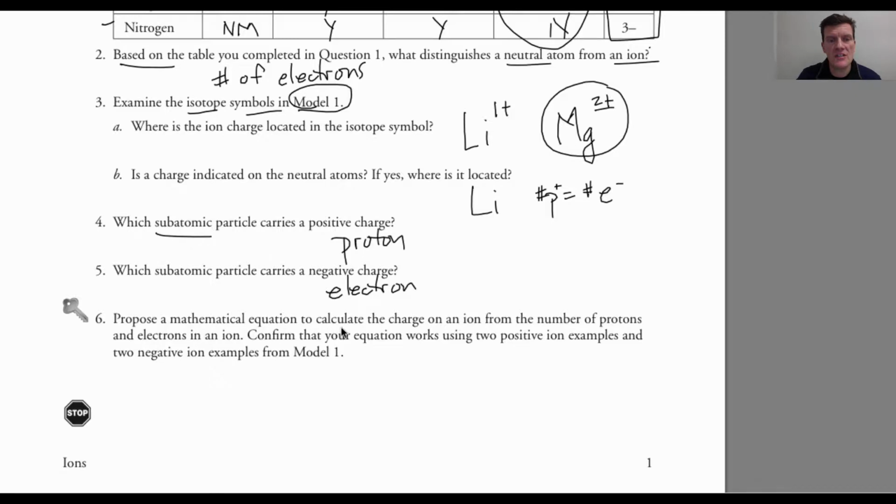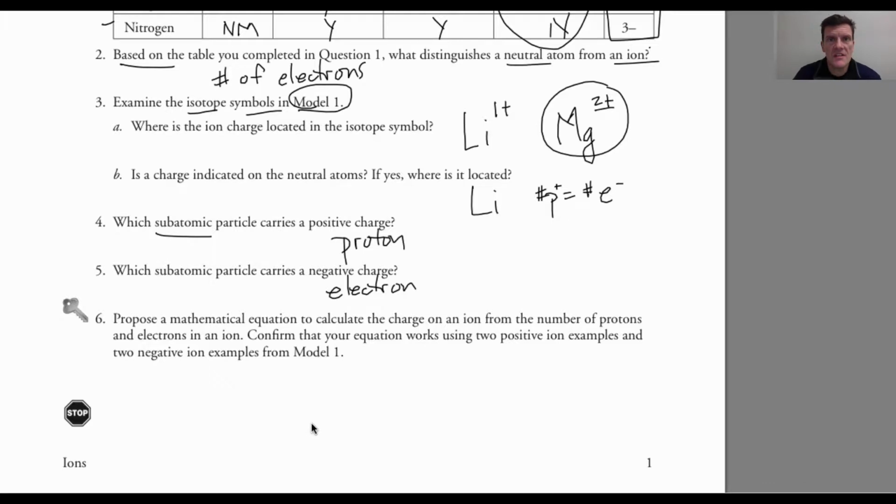Propose a mathematical equation to calculate the charge on an ion from the number of protons and electrons in an ion. Confirm that your equation works using 2 positive ion examples and 2 negative ion examples from Model 1. So if you have the number of protons and electrons, you're going to have to figure out how to determine what the charge is.